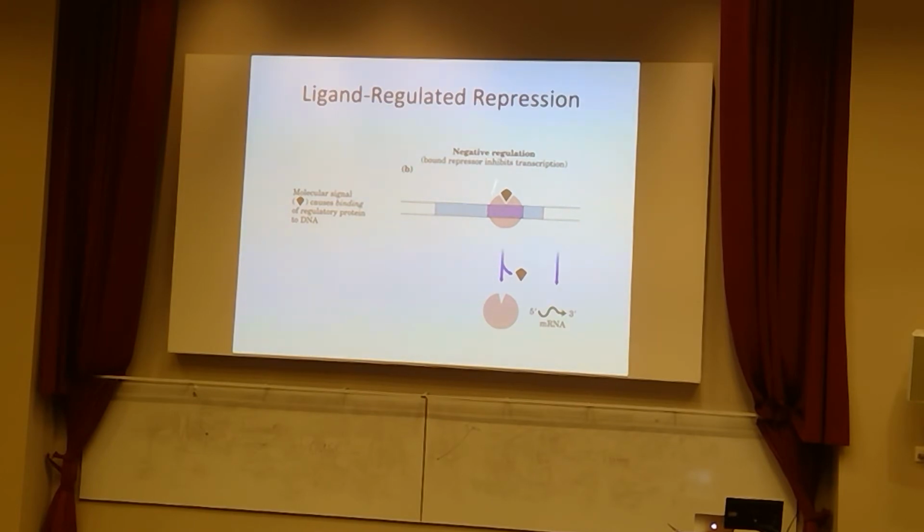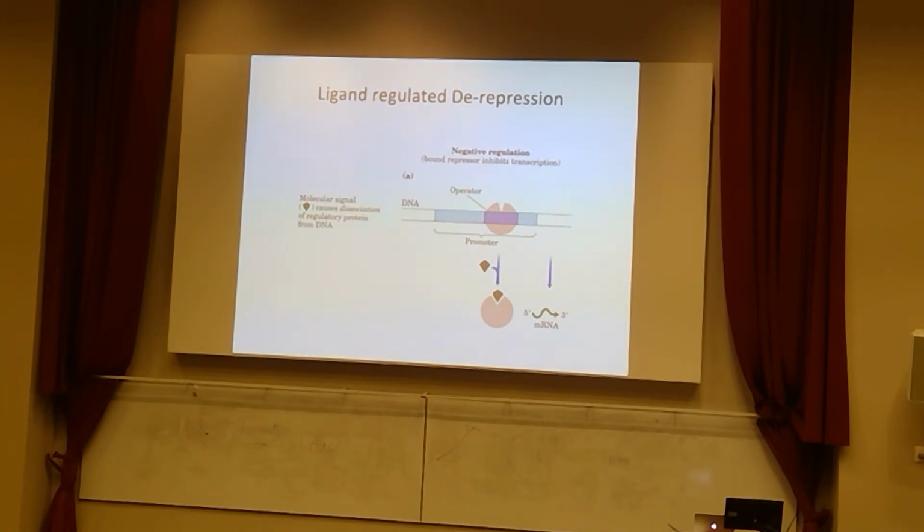There is ligand-regulated repression. Okay? So this is a case in which we have a repressor molecule binding into an operator, and that repressor molecule will bind a small molecule effector, and in the presence of that bound effector will sit on the operator and prevent the mRNA from being generated downstream.